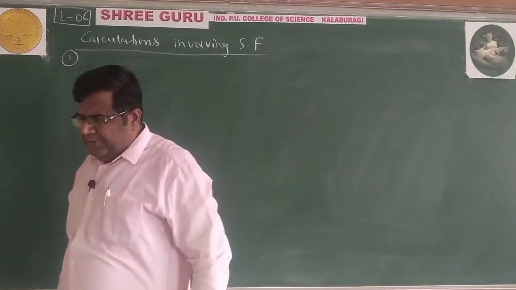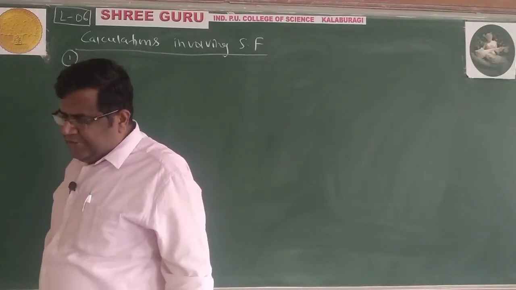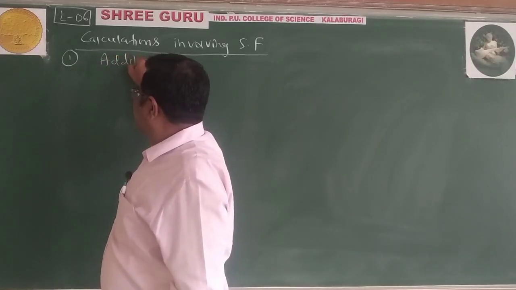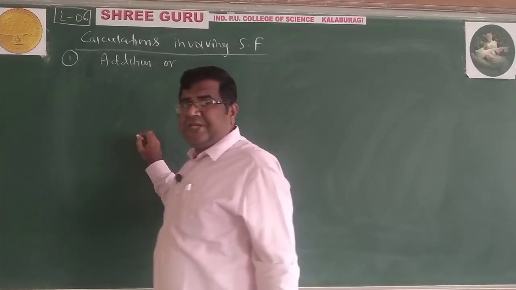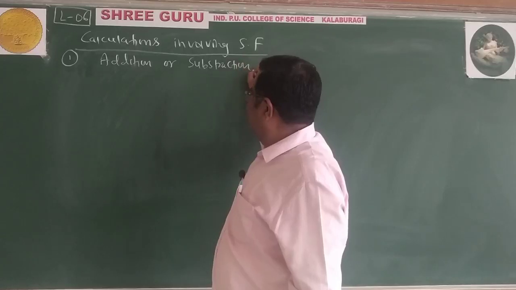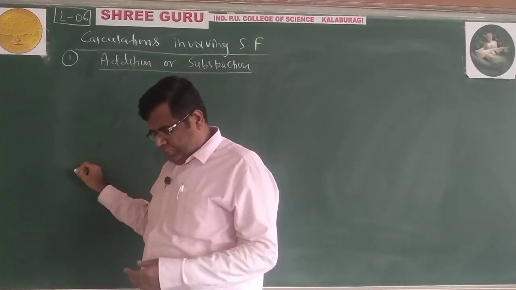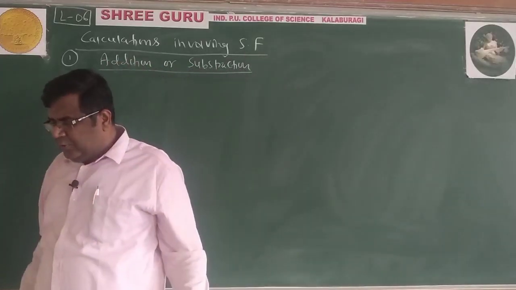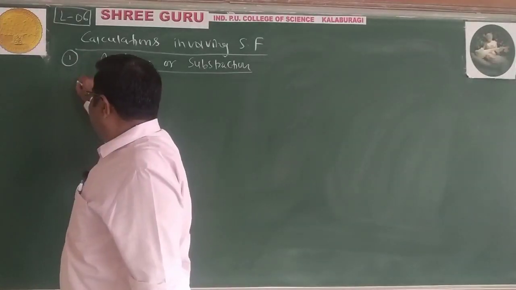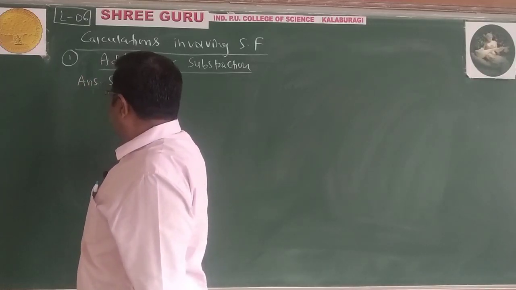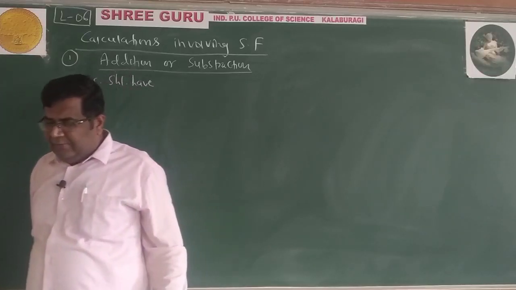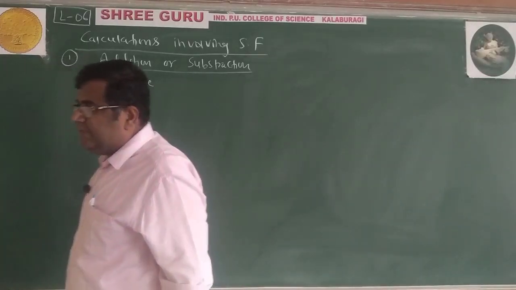The first part we will deal with is addition or subtraction, because for addition and subtraction the same rules are to be followed. We write one sentence to know how exactly the rules are to be followed. So after the addition or subtraction, the answer should have the same number of decimal places.